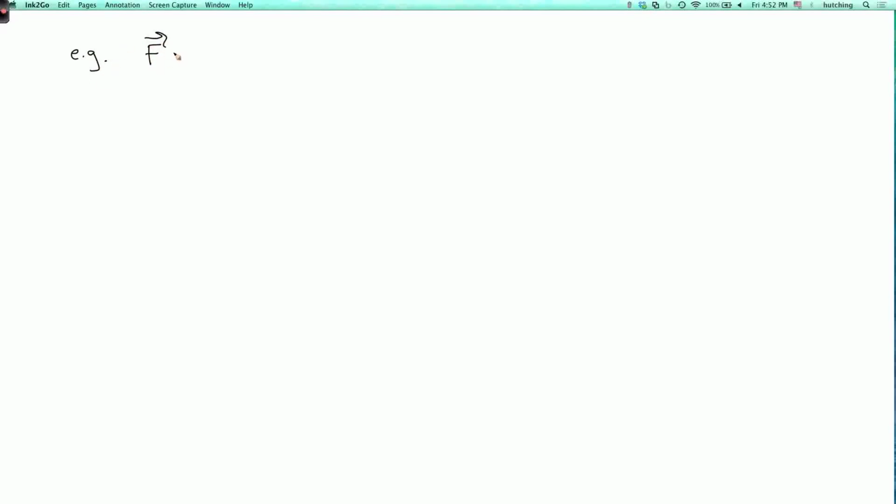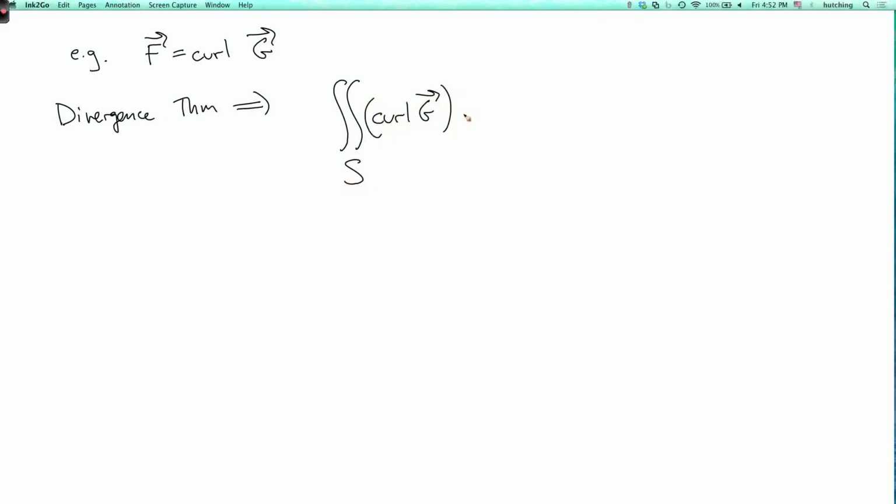Suppose that F is the curl of some other vector field G. So what does the divergence theorem say in this case? The divergence theorem says that the double integral over S of the curl of G dot dS is equal to the triple integral over E of the divergence of the curl of G with respect to volume. And in fact, this equation says that 0 equals 0.